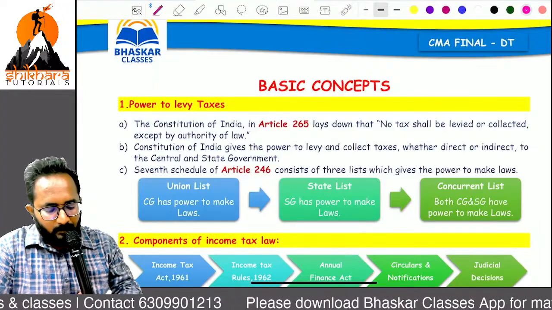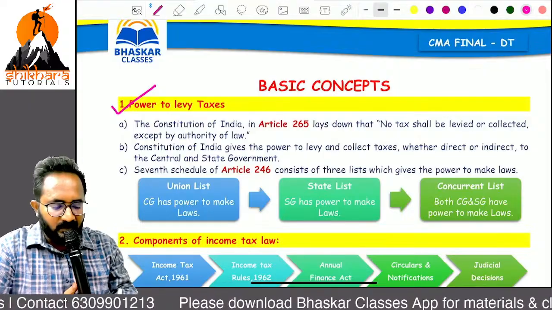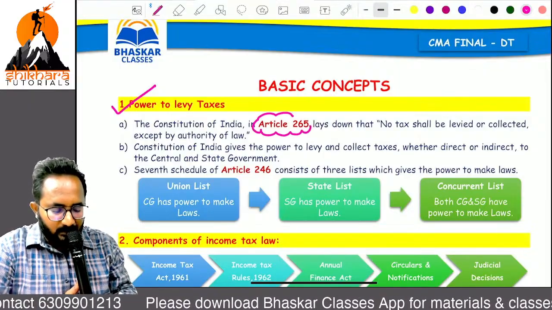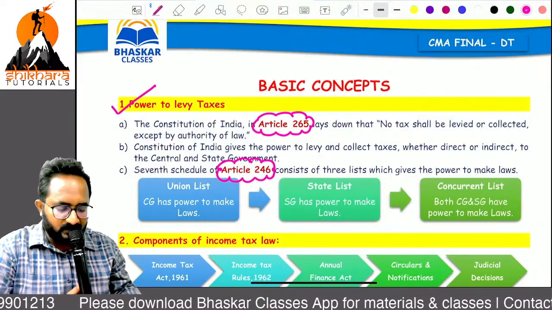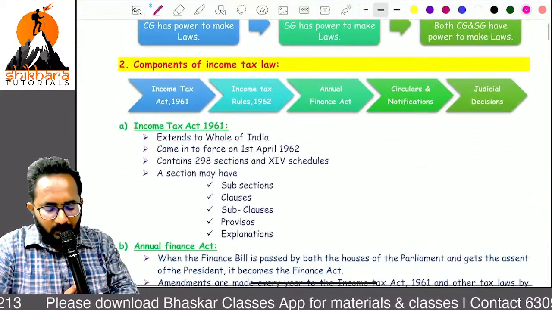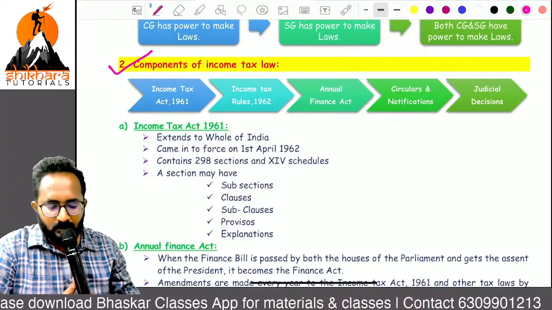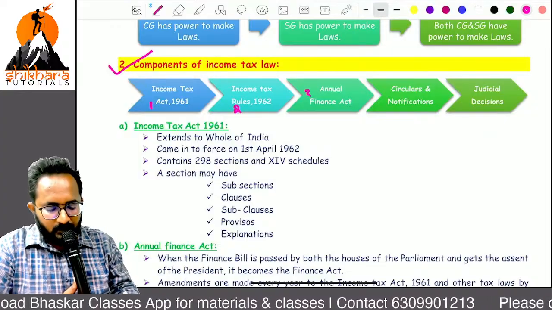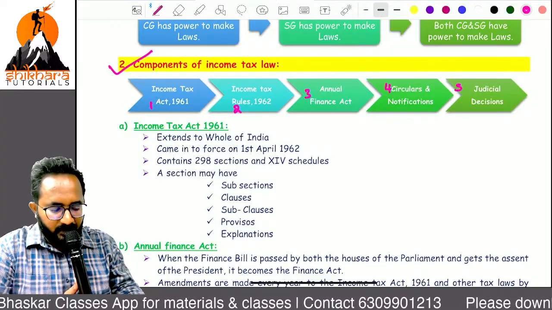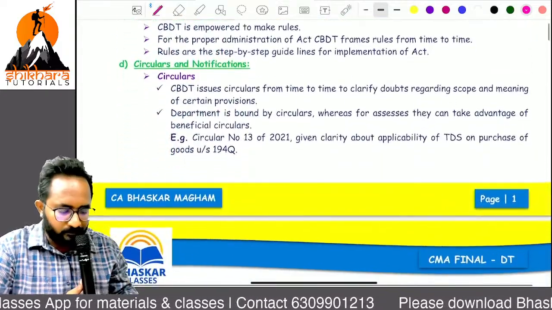Please check whether the concept of power to levy taxes is already done or not, ma. Yes. In that we refer to two article numbers: one is 265, another one is 246. Second concept, components and sources of income tax law, also done. How many components and sources, ma? 5. Already each and everything we discussed in the notes. The same points you have here also.